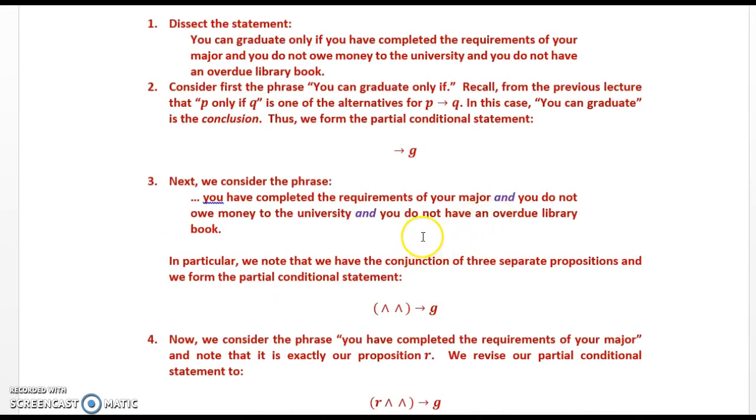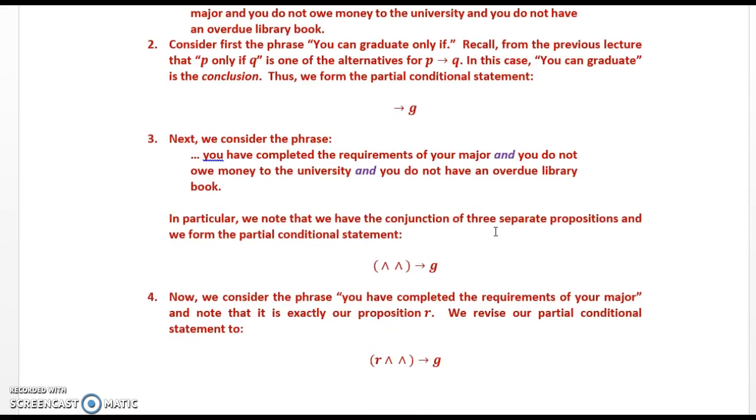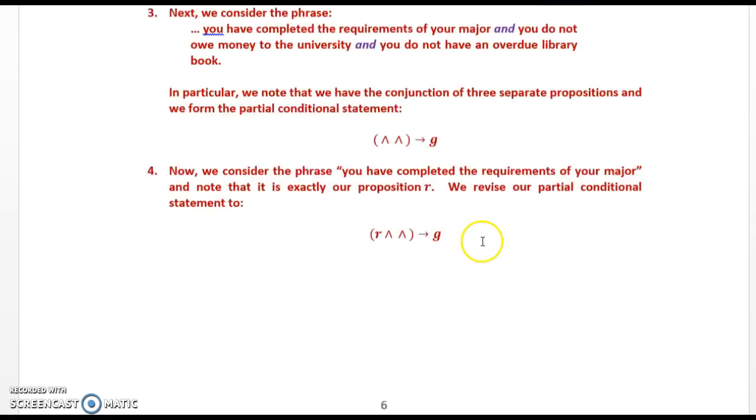Next, we consider the phrase you have completed the requirements of your major and you do not owe money to the university and you do not have an overdue library book. In particular, we note the conjunction of 3 separate propositions, and we form the partial statement. We have the parenthesized expression with 3 propositions that we don't know yet, that are joined together by conjunctions, implies G.